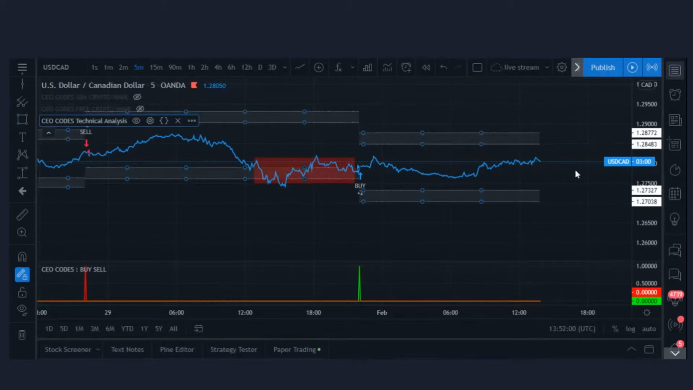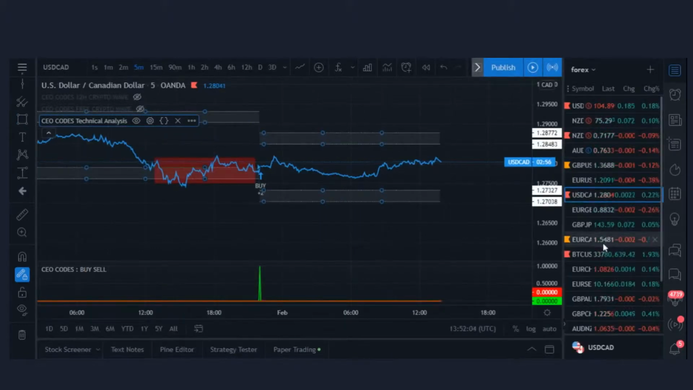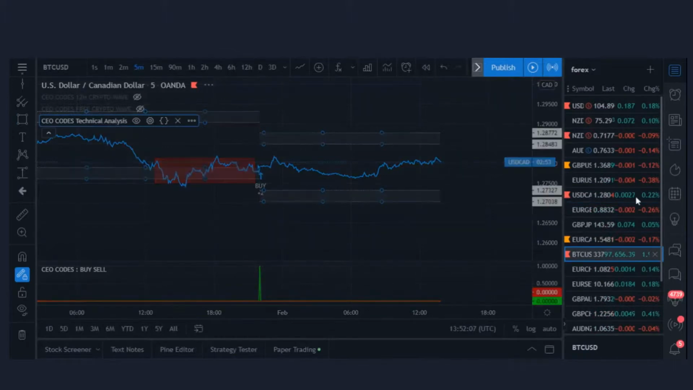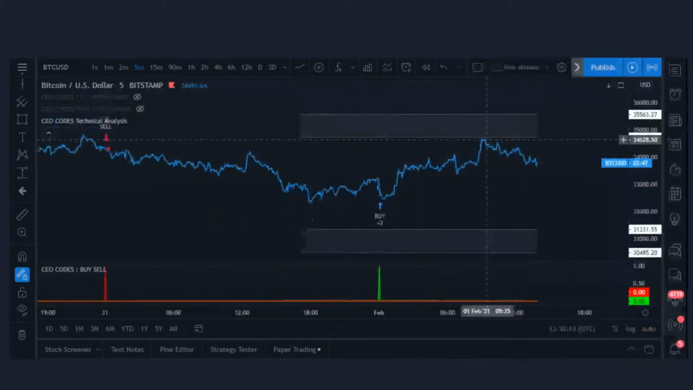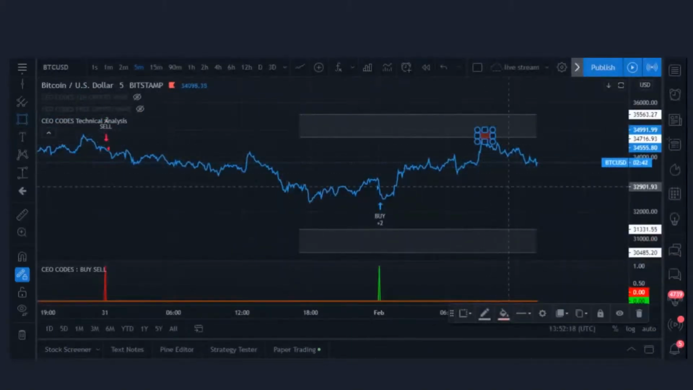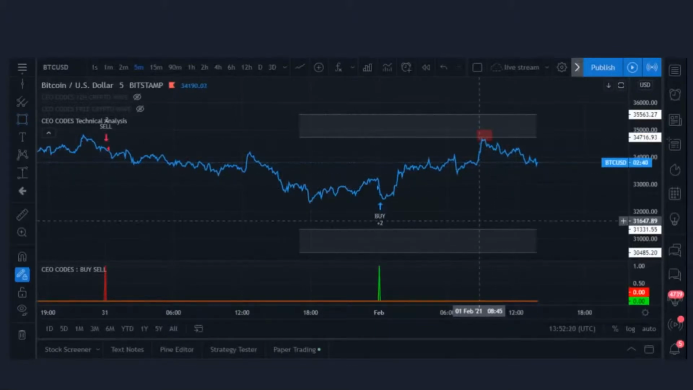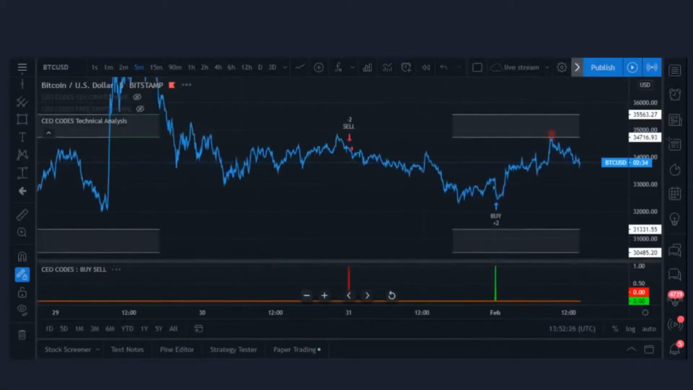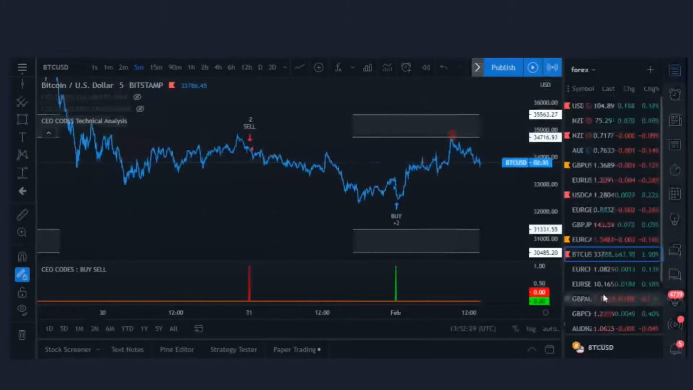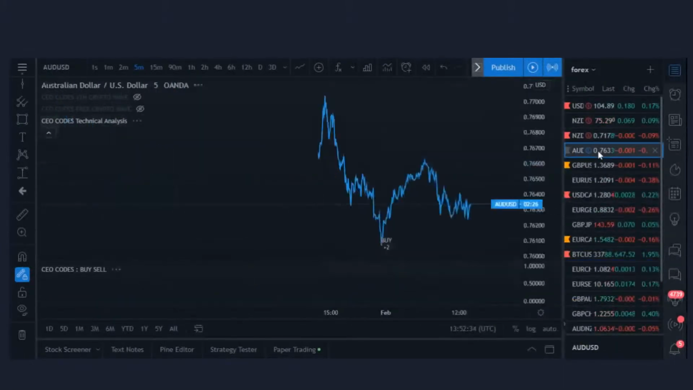So if we go back here and have a look, for example, let's have a look at Bitcoin. See how the price really respects the level. Look, did you see that? It's really powerful. It's really important to use your strategy with the indicator, both of them.